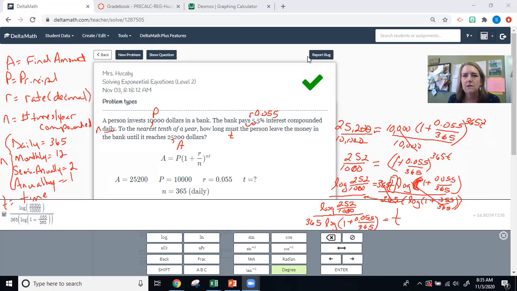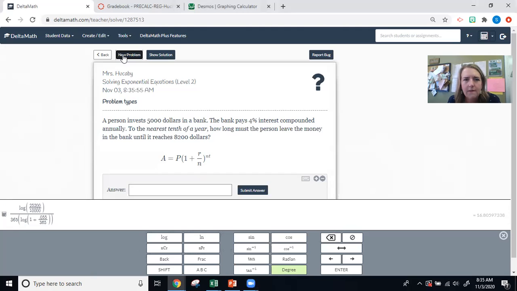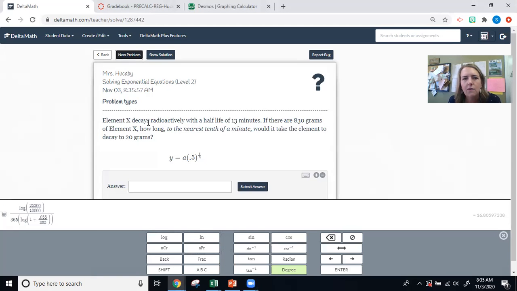So let's clear these drawings, and we're going to do a different type of problem. Okay, this is what we need. We need a calculating exponential decay problem. They give you the formula right here. So let me get my pen back.